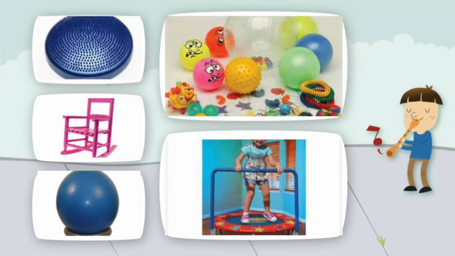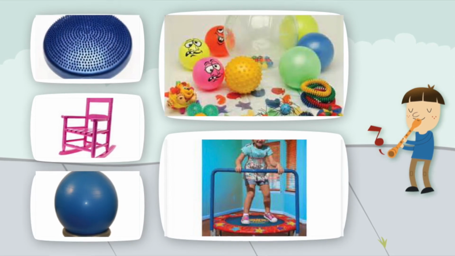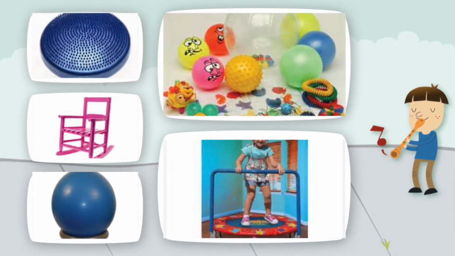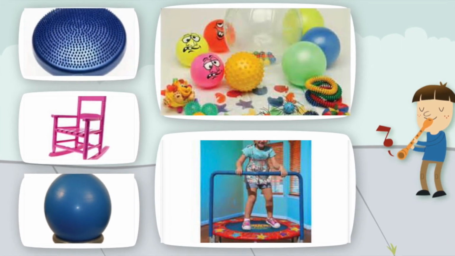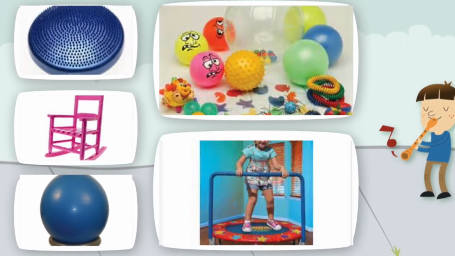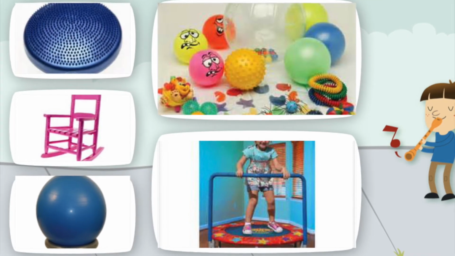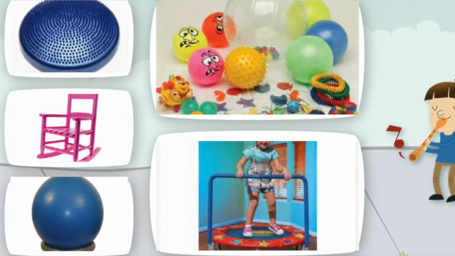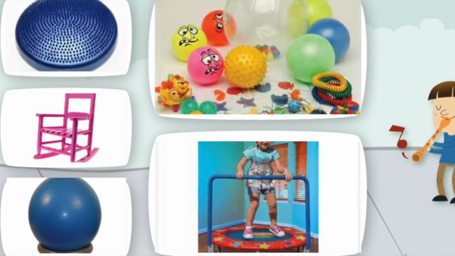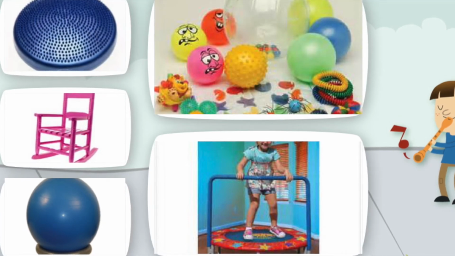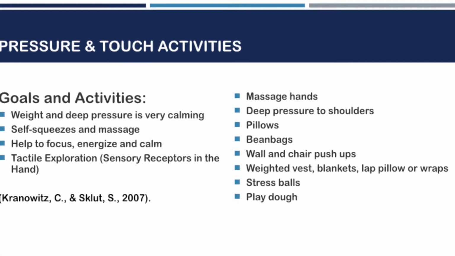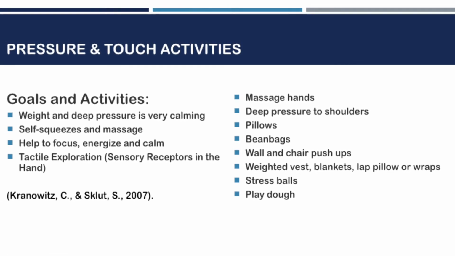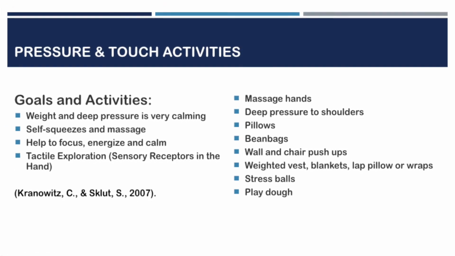Some examples of motion activities include sitting on a therapy ball, trampoline, rocking chair, rolling over a ball, having a movement break, fidget toys, using an air cushion, sitting on a ball at a desk, or even using a therapy swing.